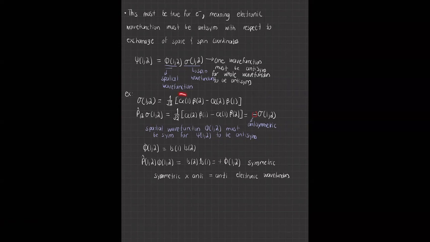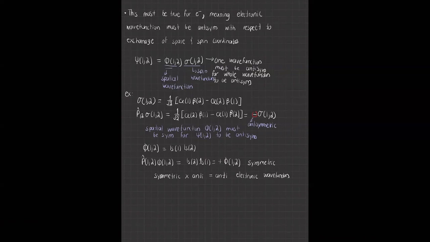For example, right here, we see that this is the terms of alpha and beta. And as long as one of these wave functions is anti-symmetric and the other one is symmetric, then the whole wave function is anti-symmetric. And this will go into detail down here.